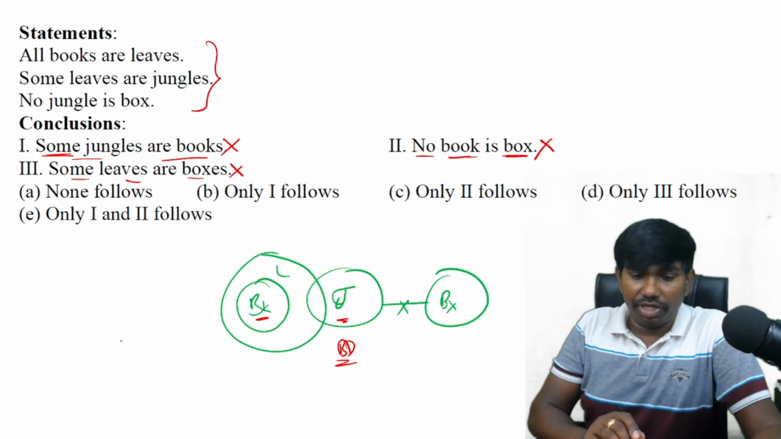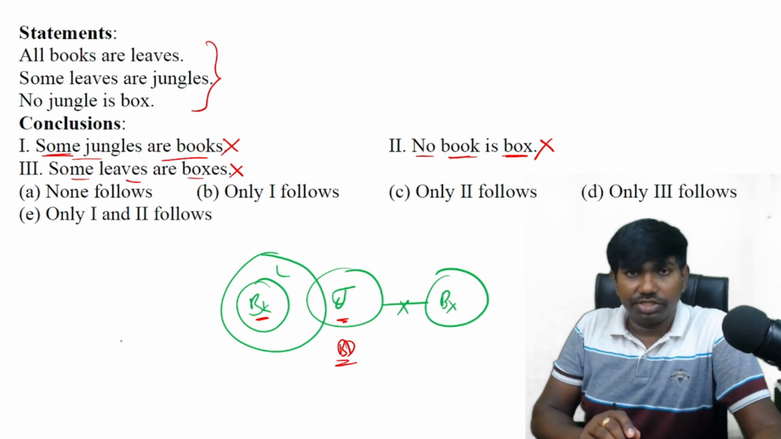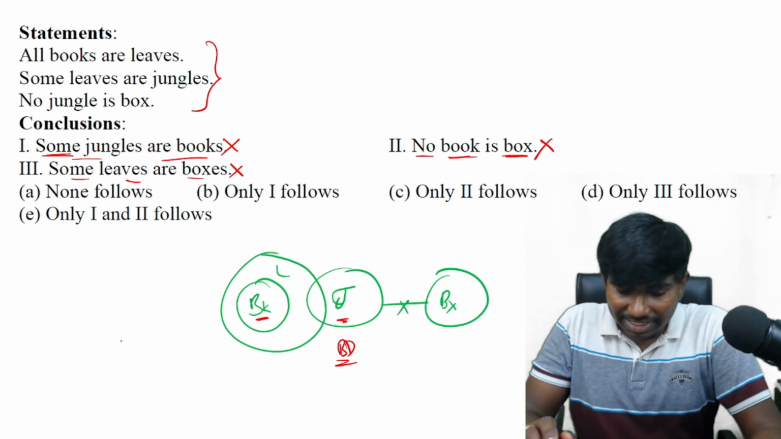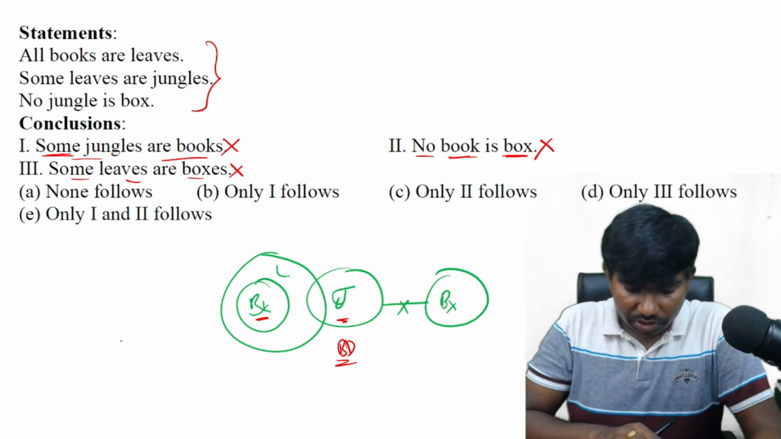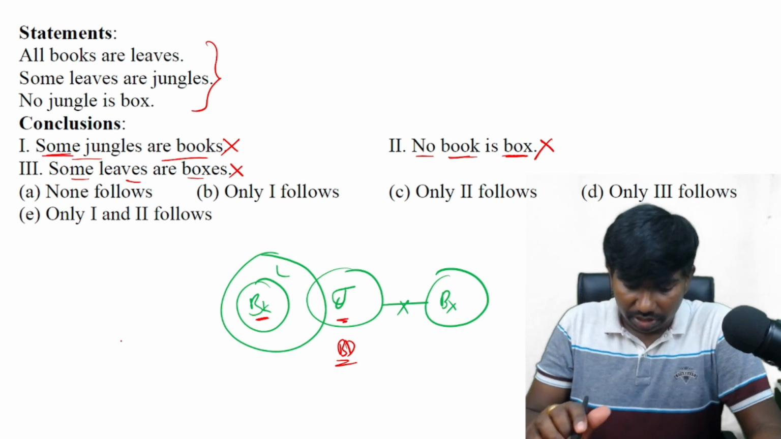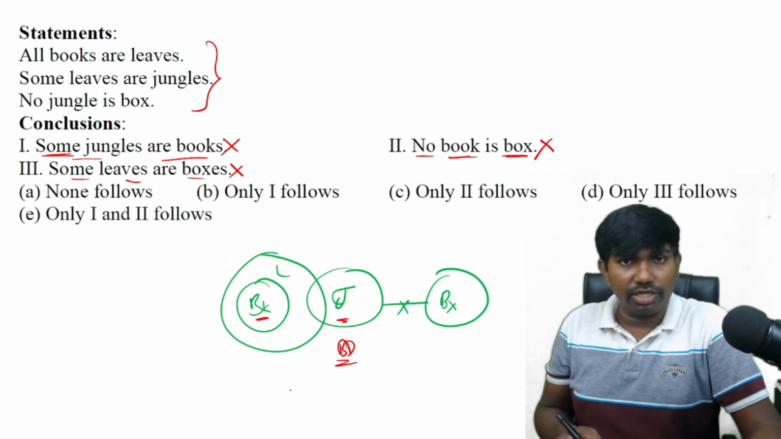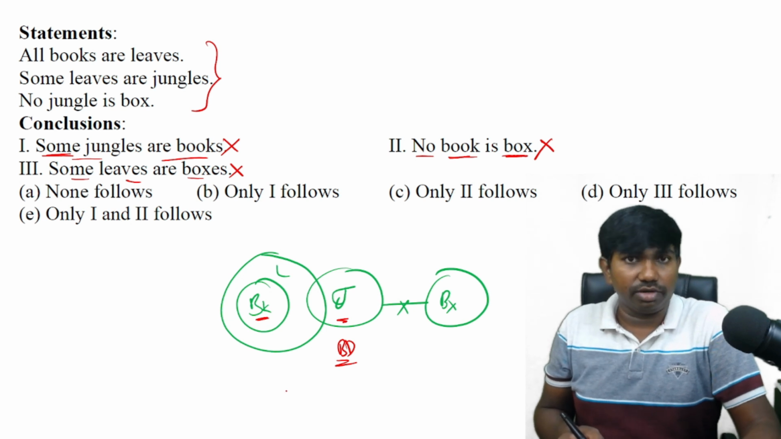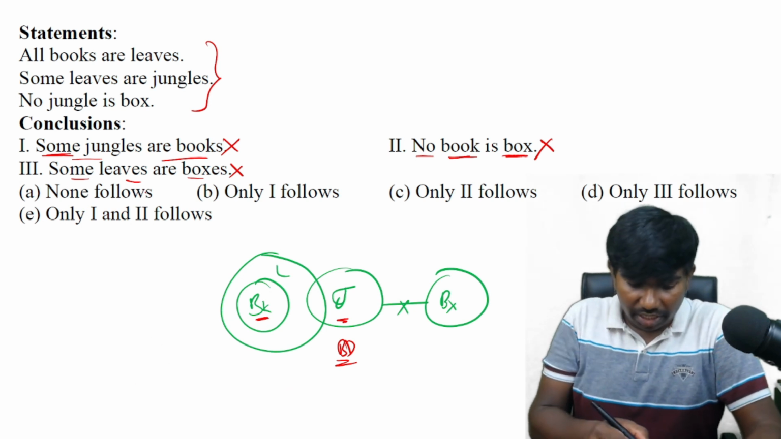Before concluding our conclusion, we should check either-or conditions. Is there any same pair of elements? Jungle and books in the first, second, third, jungle and books are not there. Book and box, second also, books and box not there. So there is no same pair of elements, so there is no need to check either-or. So the final answer is none follow.